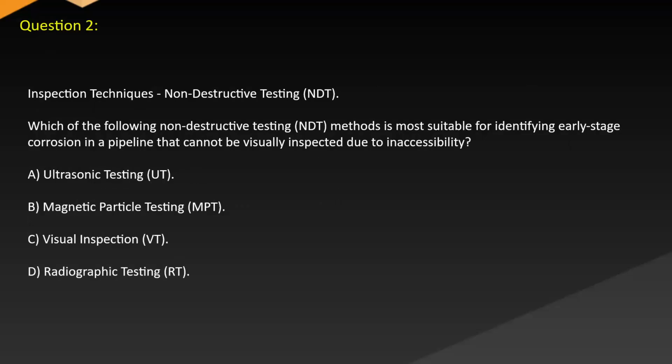Question 2. Inspection techniques. Non-destructive testing, NDT. Which of the following non-destructive testing, NDT, methods is most suitable for identifying early-stage corrosion in a pipeline that cannot be visually inspected due to inaccessibility? A. Ultrasonic testing. B. Magnetic particle testing, MPT. C. Visual inspection, VT. D. Radiographic testing, RT.